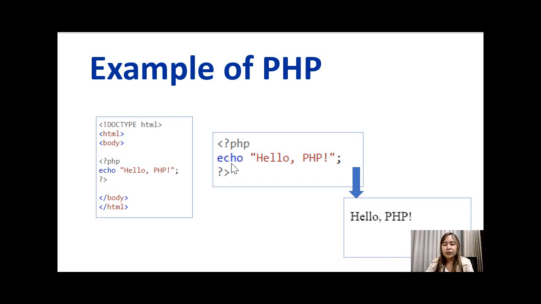And then we have echo, which is used to display, and then you have the text, which is "Hello PHP!" with a comma and an exclamation point. Notice how it ends with a semicolon, and then we end it with a question mark and another angle bracket or the greater than sign. Notice that there is no space in between that. So that's an example of a PHP script.